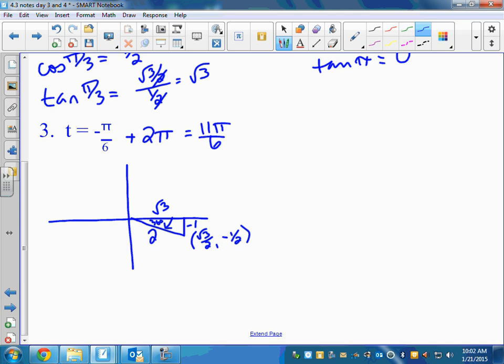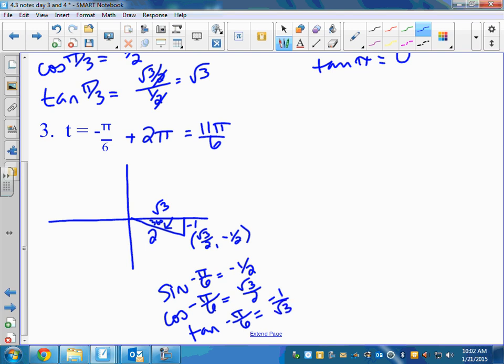Or if you're a unit circle person, you can just use your ordered pair and say the sine of negative pi 6 is negative 1/2. The cosine of negative pi 6 is square root of 3 over 2, because it's just y and x, same answers we get up here. And the tangent of negative pi 6 would be what? Negative 1 over square root of 3 over 2.